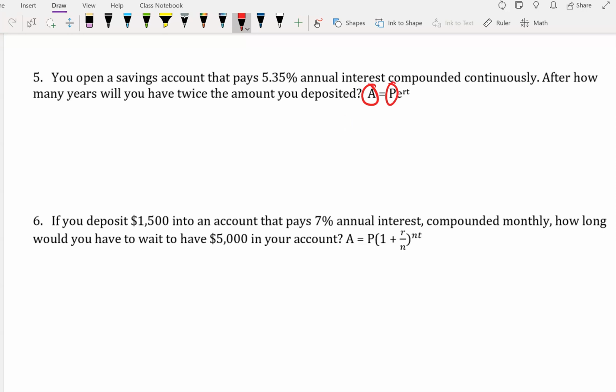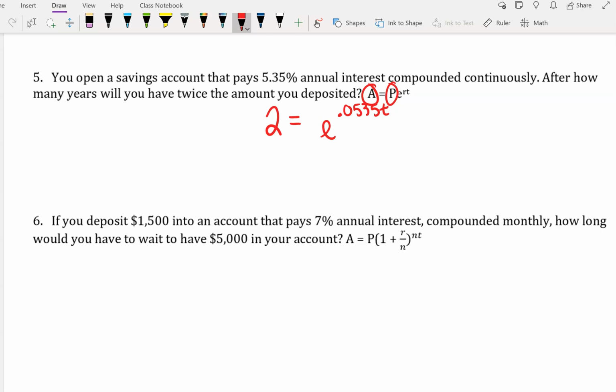But remember, we did this in the day 10 video. Actually, maybe it was the beginning of this video. I don't know. They're all blending together for me. But if we want something to double, we're just going to put a 2 over here, and we're not going to bother about a P value. E to the RT power.